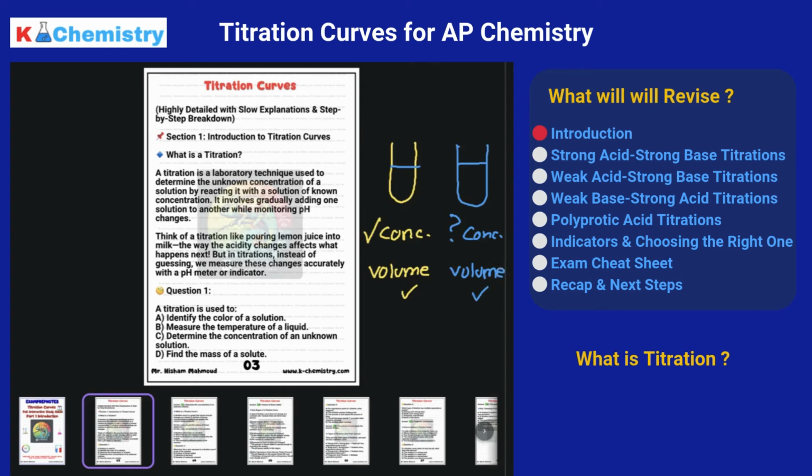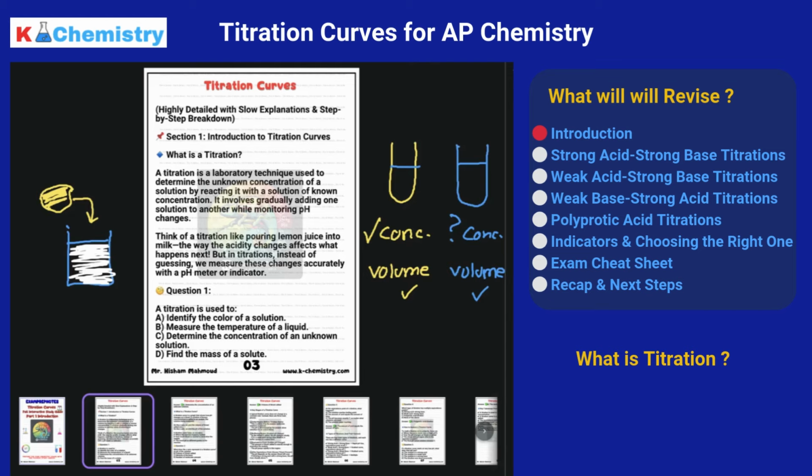Think of it like pouring lemon juice into milk. Imagine you have a cup of milk, and milk should be white, right? Then you put some lemon juice on it. You bring a lemon or lime and put some of the juice inside. The acidity changes affect what happens next. But in titration, instead of guessing, we measure these changes accurately with a pH meter or indicator.